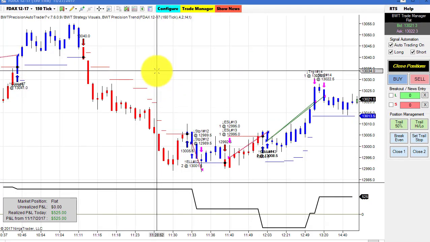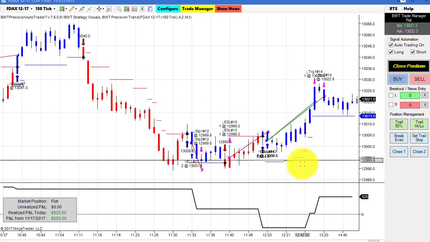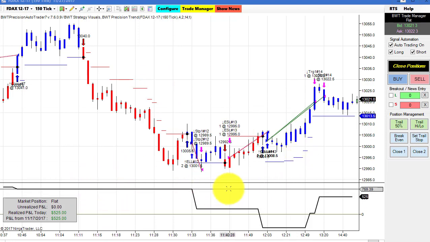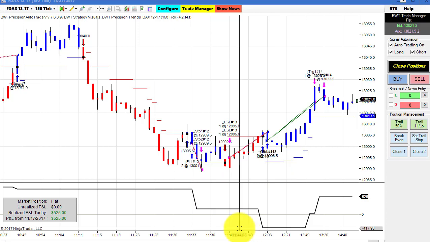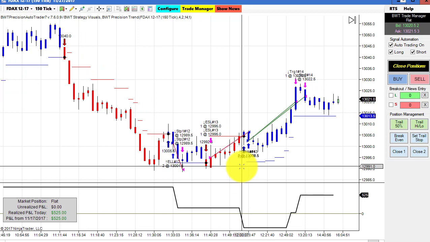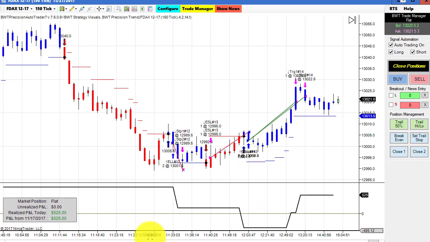Next up is the DAX on a regular 150 tick chart, and this did 525 for the day, a modest gain, drew down about the same amount as the profit, about $400, and then came back. And this did so late in the day.